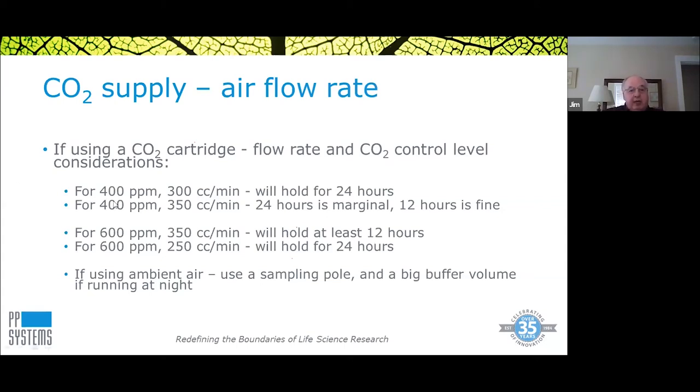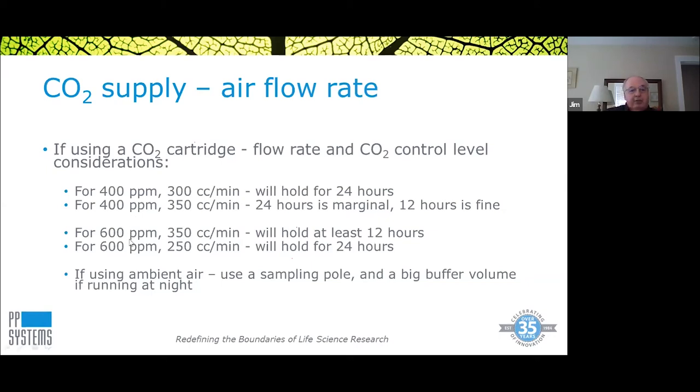If you're running at 400 parts per million with a cuvette flow rate of 300 cc per minute, that'll work fine for 24 hours. So you can do a complete 24-hour curve if you want to at 400 parts per million and 300 cc. At 400 parts per million, 350 cc per minute is sort of marginal for 24 hours. You may run out. 12 hours, it would work fine.